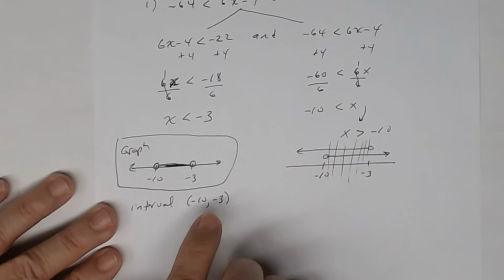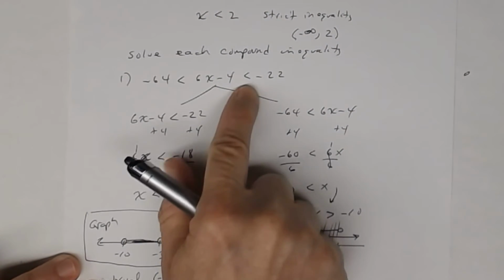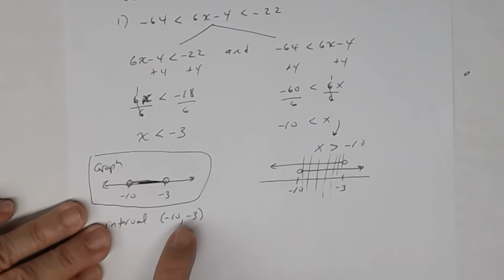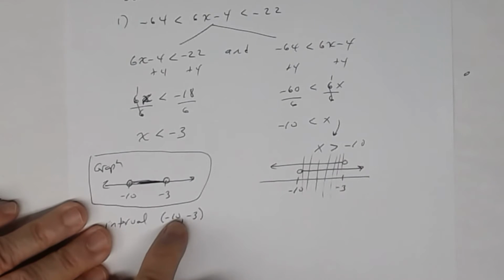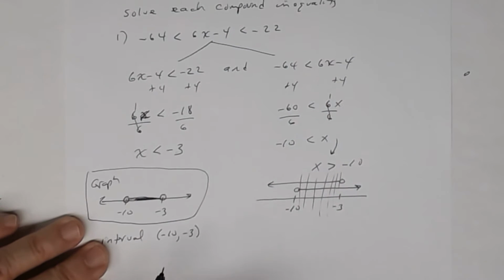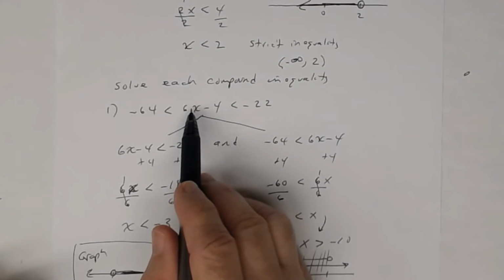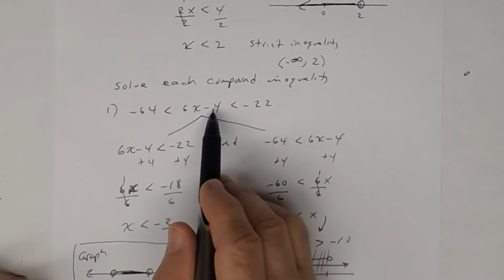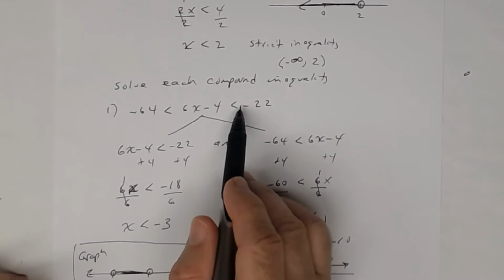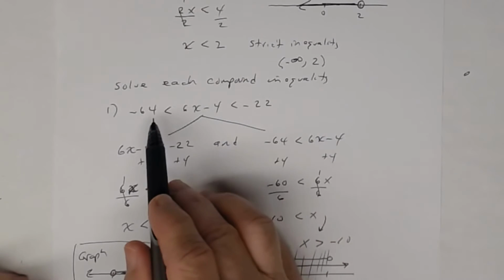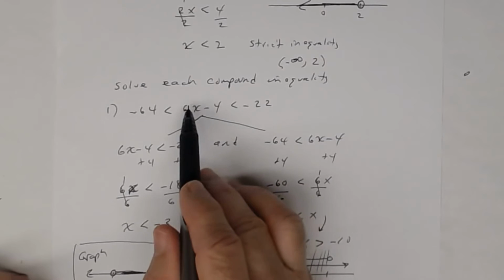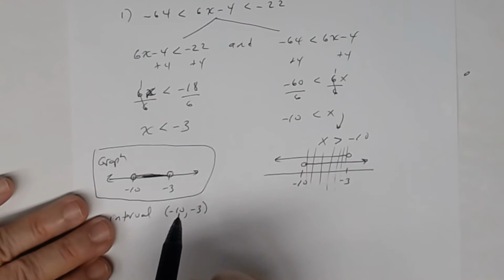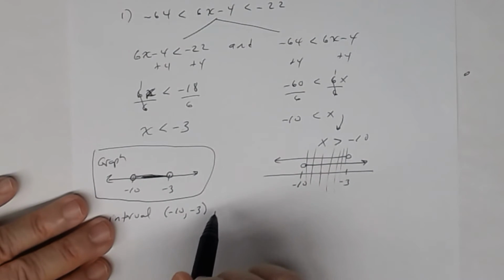So, for example, what we found is the solution to the original, right? Okay. So look, -5 is in here, right? So let's see why -5 is a solution. What is 6 times -5? -30. What's -30 and -4? -34. Is -34 less than -22? Yes. Is -64 less than -34? Yes. So that's why -5 works. 0 is not in here, right?